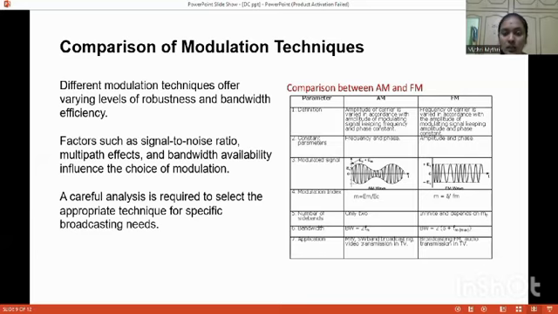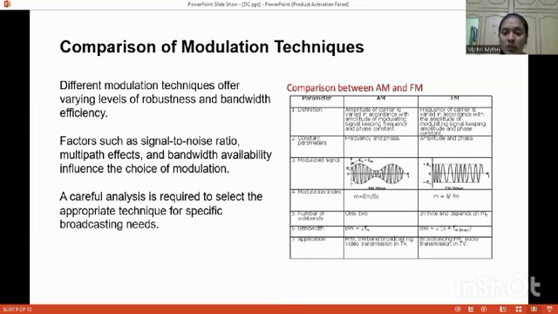Number of sidebands. Only two sidebands will be there in AM, while in FM, infinite and depends on the FM. Bandwidth is equal to 2 fm in AM. Bandwidth in FM is equal to 2 of rho plus fm maximum.